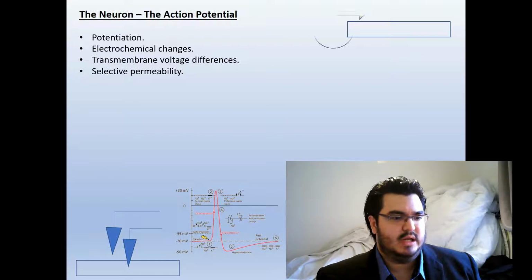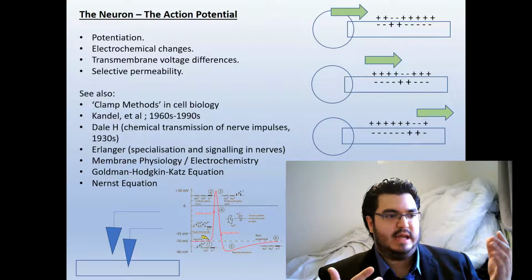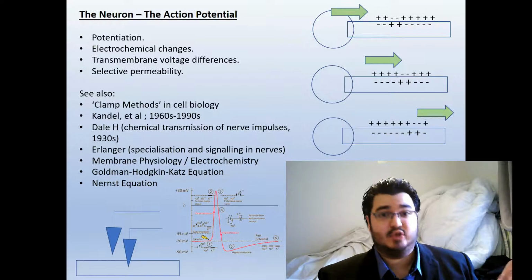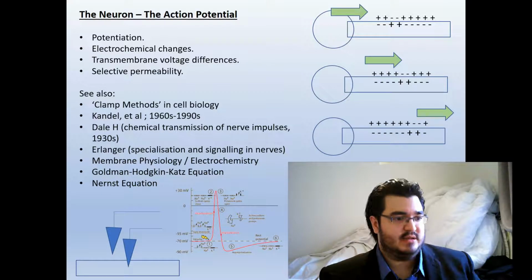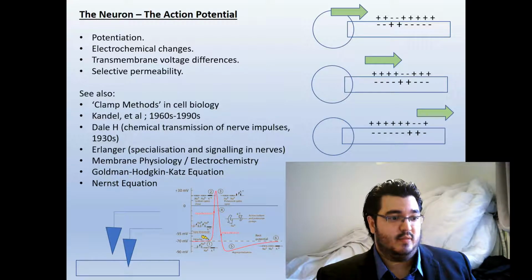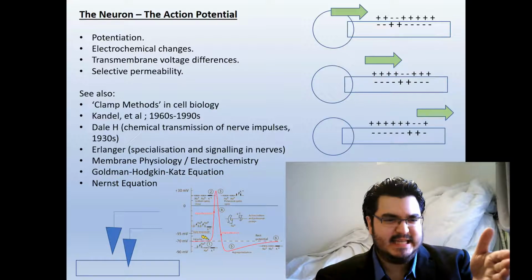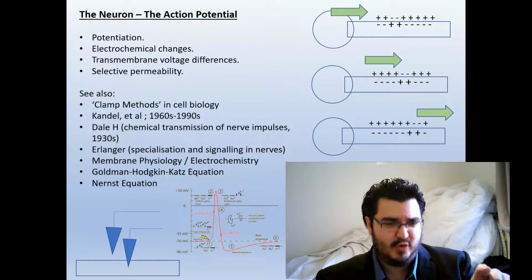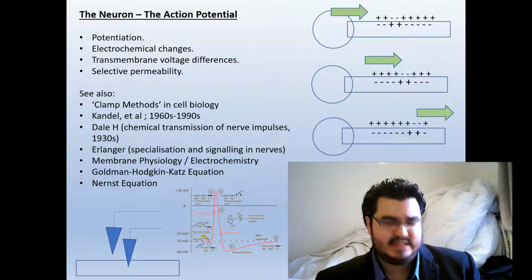So the action potential. I'll be very brief here. It's based on potentials, which are electrical potential and chemical potential, or electrochemical potentials, which are the differences across the membrane. So in that case, the transmembrane voltage differences are based on electrochemical changes. On the right here we have a diagram that's not a good diagram, but you can see the plus in the top neuron. That's a neuron, a cell body and an axon. You have the positive inside the axon that travels through the axon, and that is the action potential.